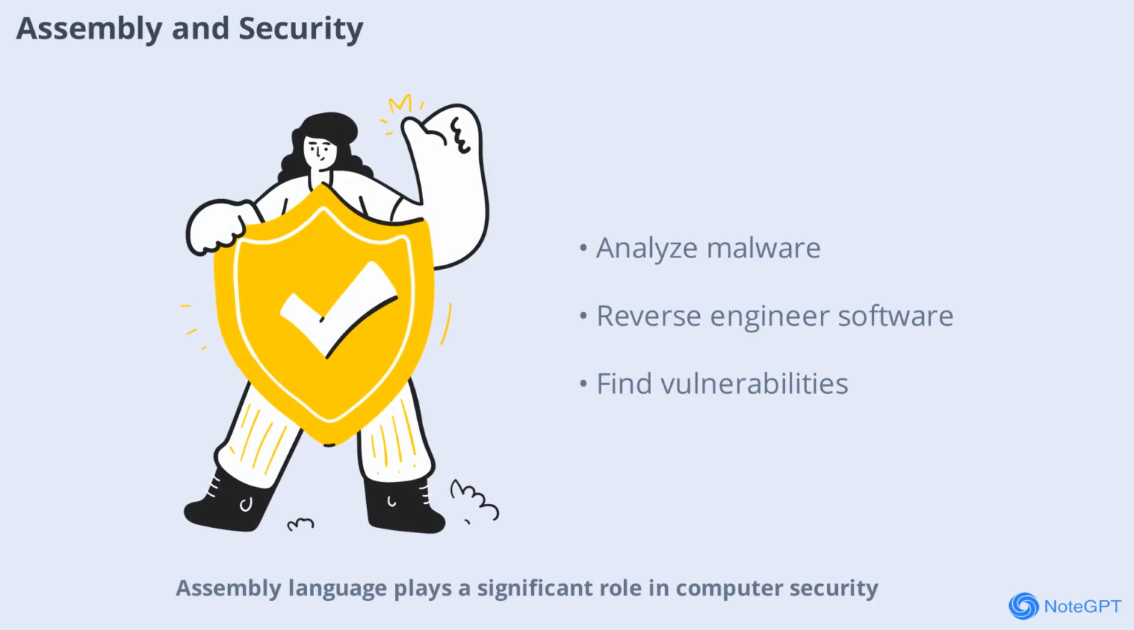Assembly language plays a significant role in computer security. Security researchers and hackers often use assembly to analyze malware, reverse engineer software, and find vulnerabilities. Understanding assembly is essential for anyone interested in cybersecurity, as it allows you to see exactly how programs operate at the lowest level.